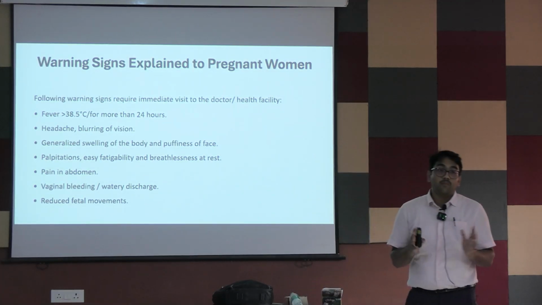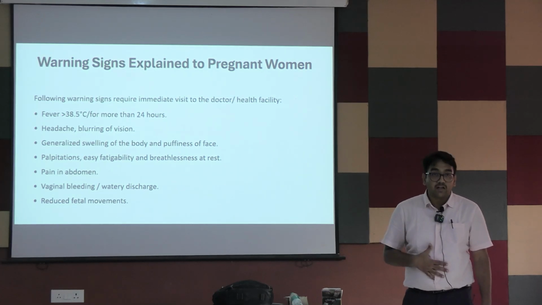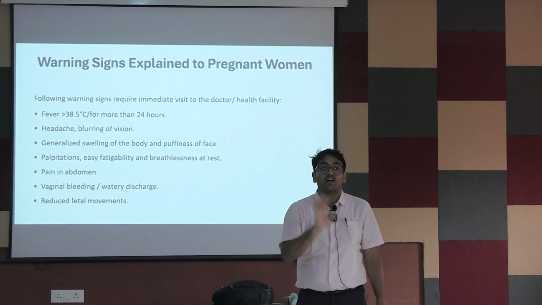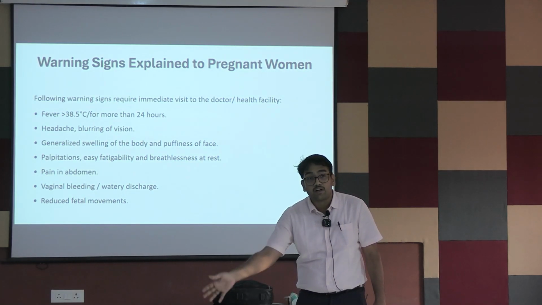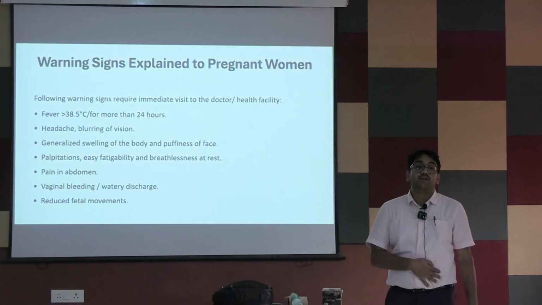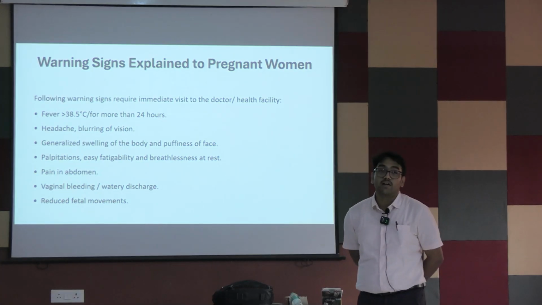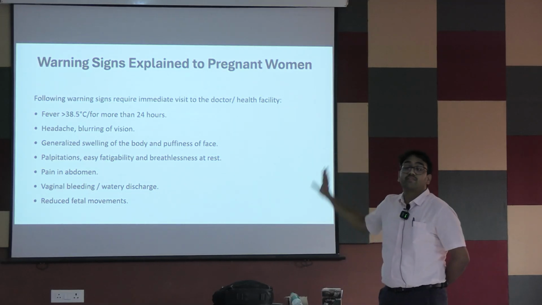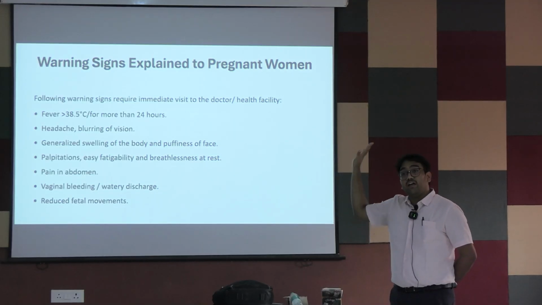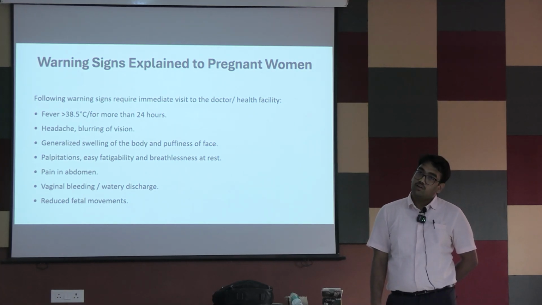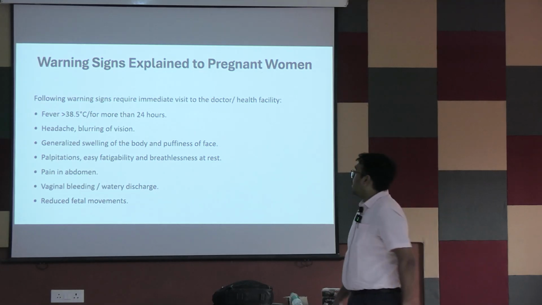Okay. Next, pain in abdomen. Okay, many a times there can be problems with perfusion. That manifests as pain in abdomen. Okay, then vaginal bleeding or watery discharge, whether there is premature rupture of membranes, whether there is antepartum hemorrhage, whether there is any infection. Okay, and finally reduced fetal movements. If the baby is not moving, that means again there could be cord around the neck, there could be other problems of perfusion. Okay, so these are the high risk signs that need to be explained to the mother, that if any of these are happening, then you quickly come to the facility and seek care, isn't it?